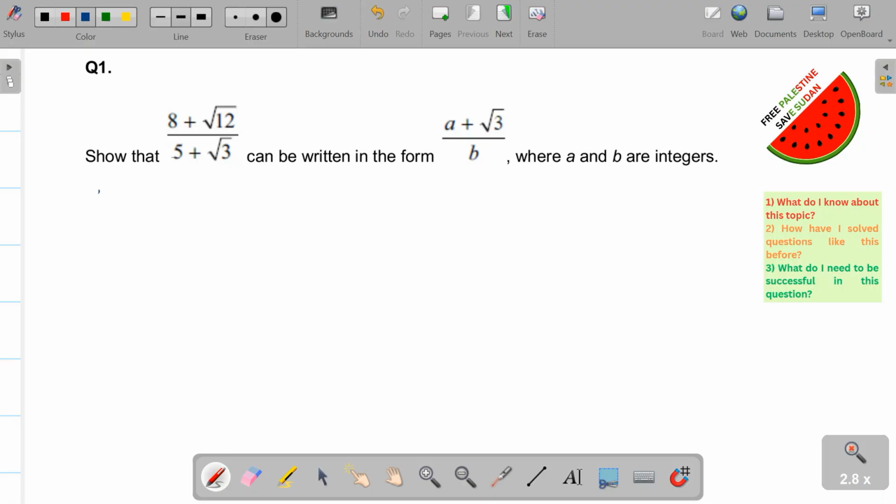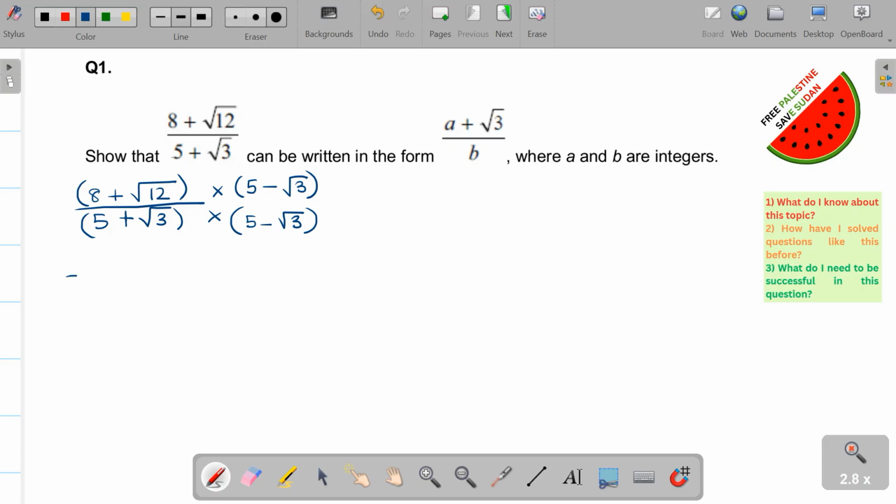So first step, I'm going to write 8 plus root 12 over 5 plus root 3. And I'm going to multiply both of these by the conjugate of the denominator. In this case, the denominator is 5 plus root 3, so its conjugate would be 5 minus root 3. So if a set of terms is a plus b, its conjugate would be a minus b. If it is a minus b, then the conjugate would be a plus b.